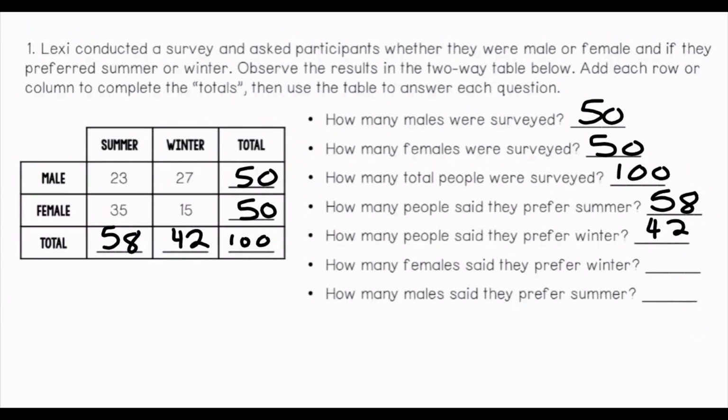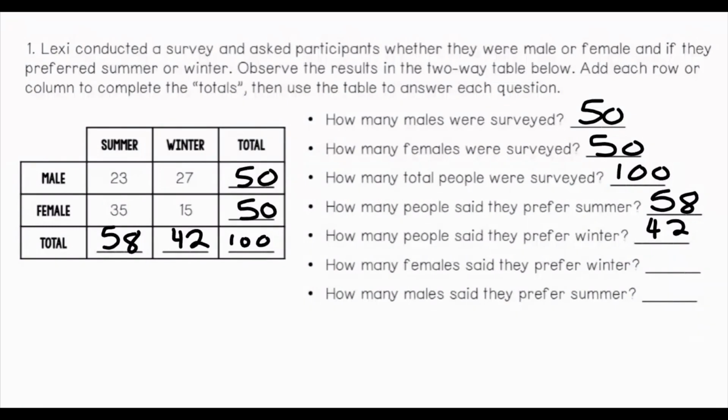Now, we found out earlier that 100 total people were surveyed, but now I have the row values of my total box, so I can add these together as well, and 58 and 42 gives me 100. This is a good way to check to make sure that I added the column total box correctly, just to make sure that I didn't mess up my addition anywhere in my table. So these two values should be the same, and they are, therefore I'm good.